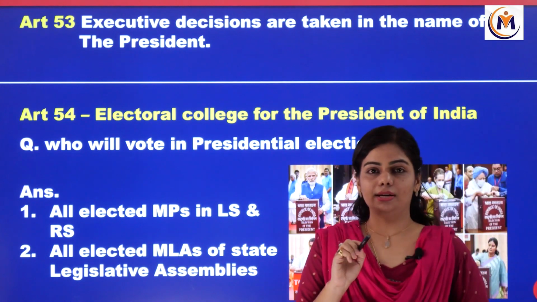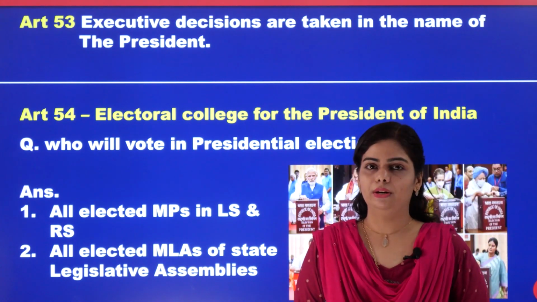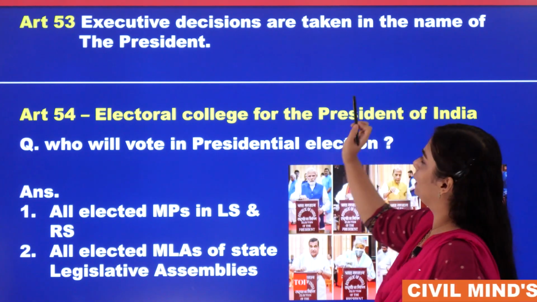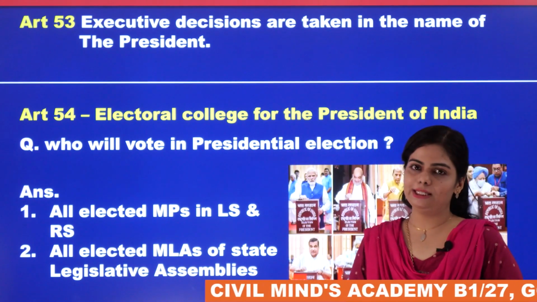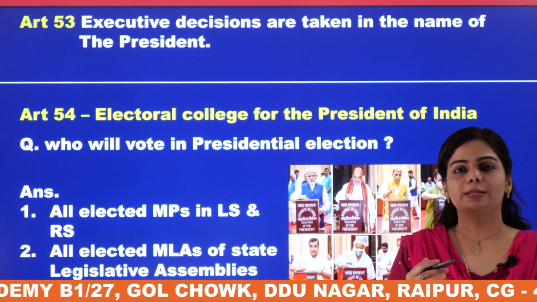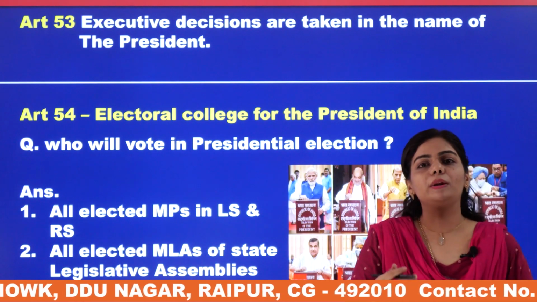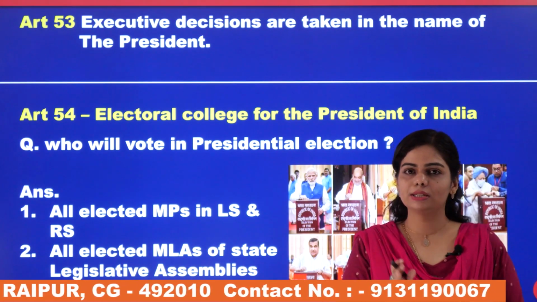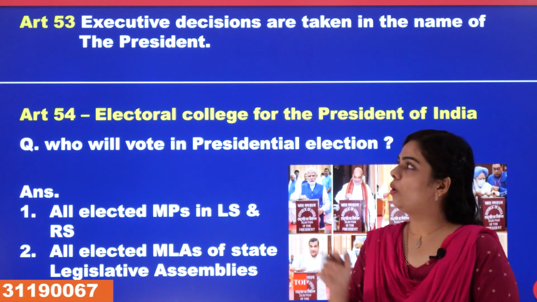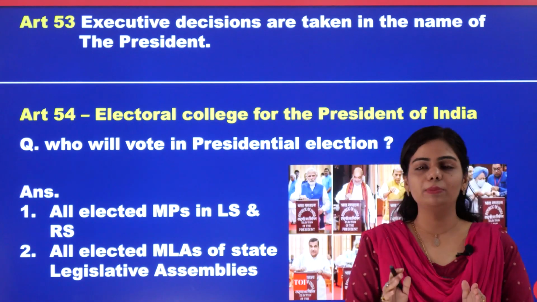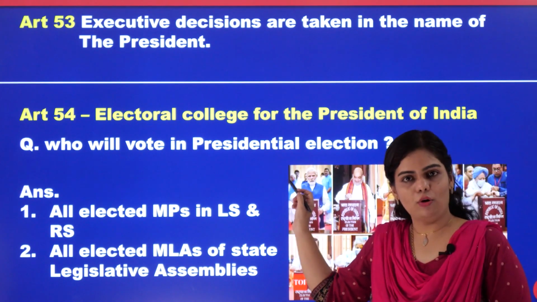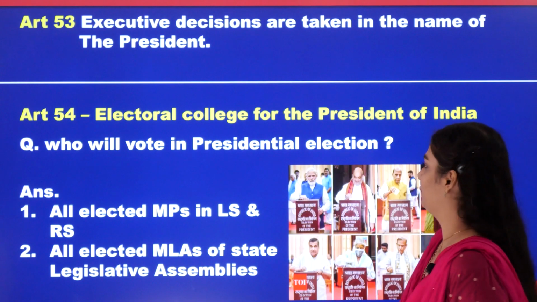The next article is Article 53, which mentions that all the executive decisions are taken in the name of the President of India. Alright. So, what are these executive decisions? Executive decisions means law implementing decisions. So, the legislature makes the laws, the executive implements the laws. So, all the executive decisions which will be taken within the country of India will be taken in the name of the President of India.